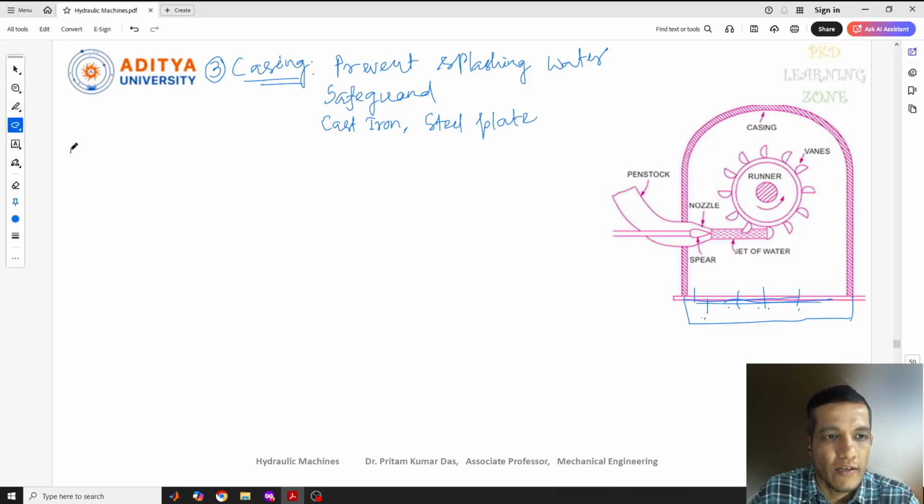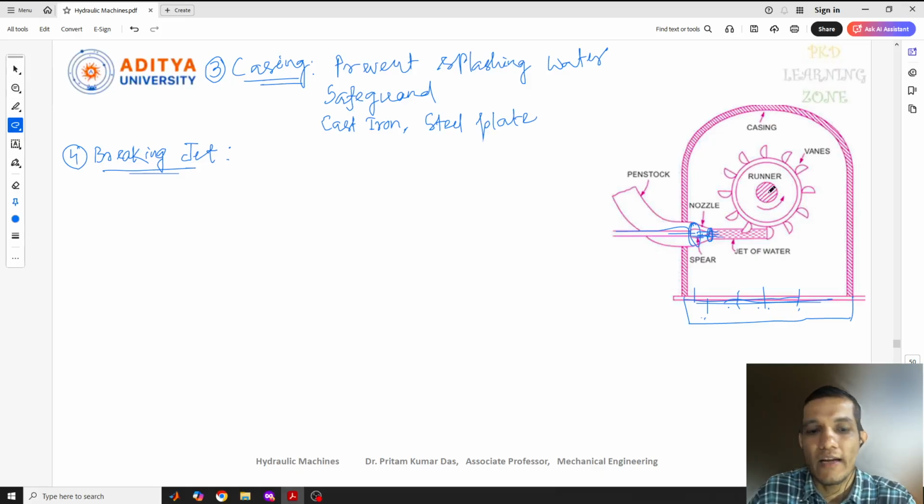And the last one is the braking jet. This is actually quite simple. There is not that much function for the braking jet. When the nozzle is fully closed, meaning when we are supposed to stop the turbine, obviously with the help of this spear we will close it. Even though the nozzle is closed, what about this runner movement? The runner will continuously be in the running, or rotating, mode.